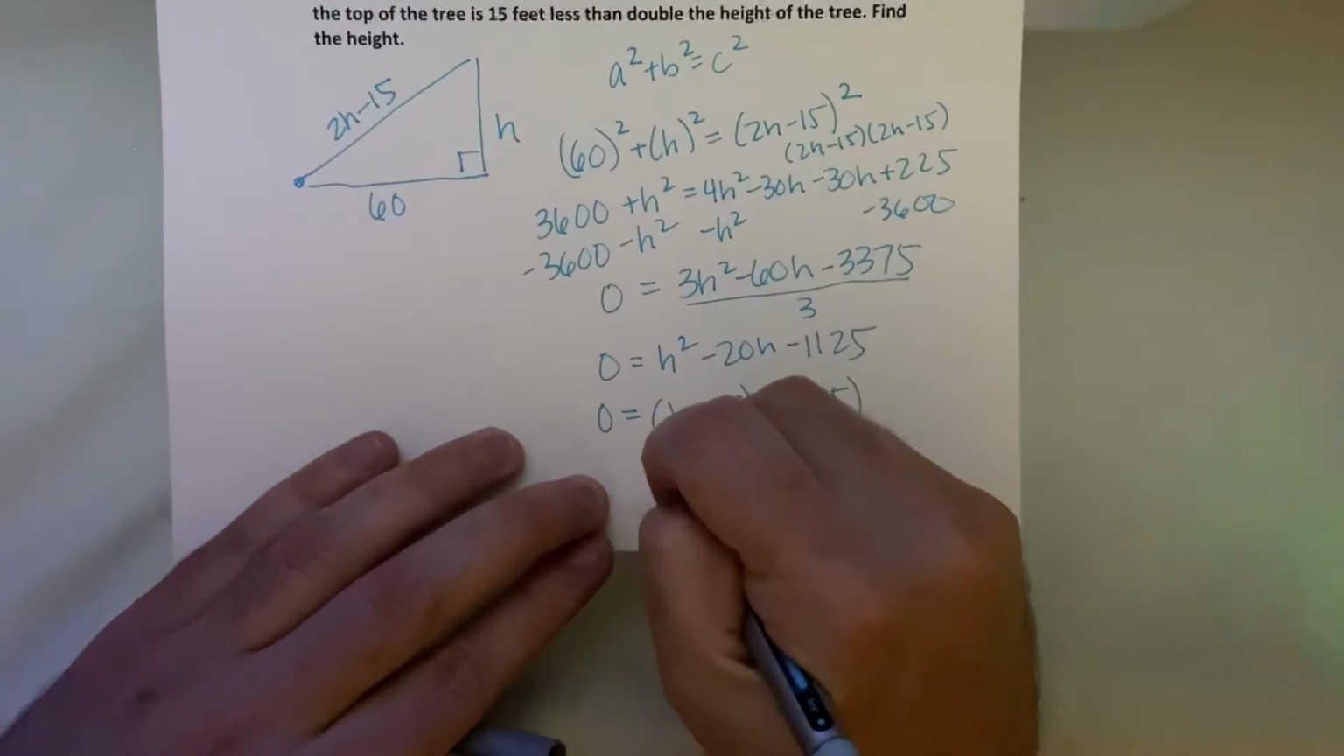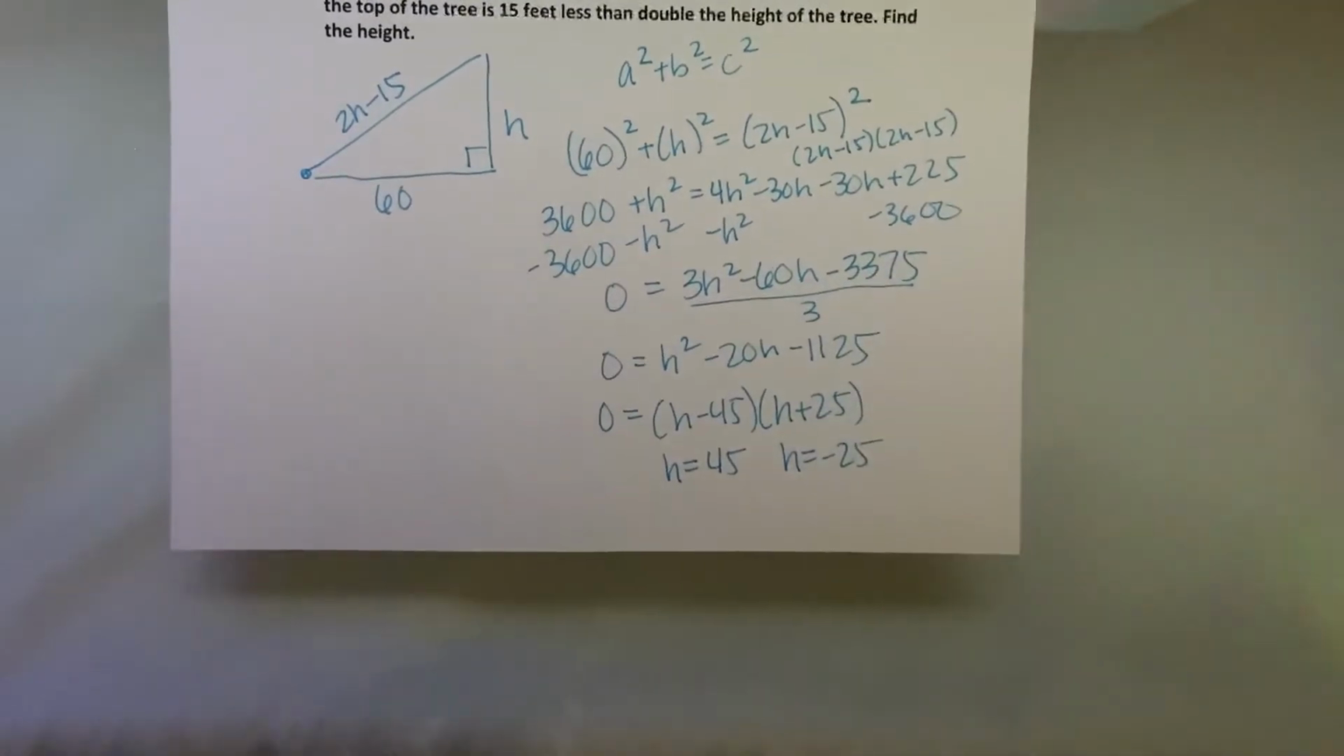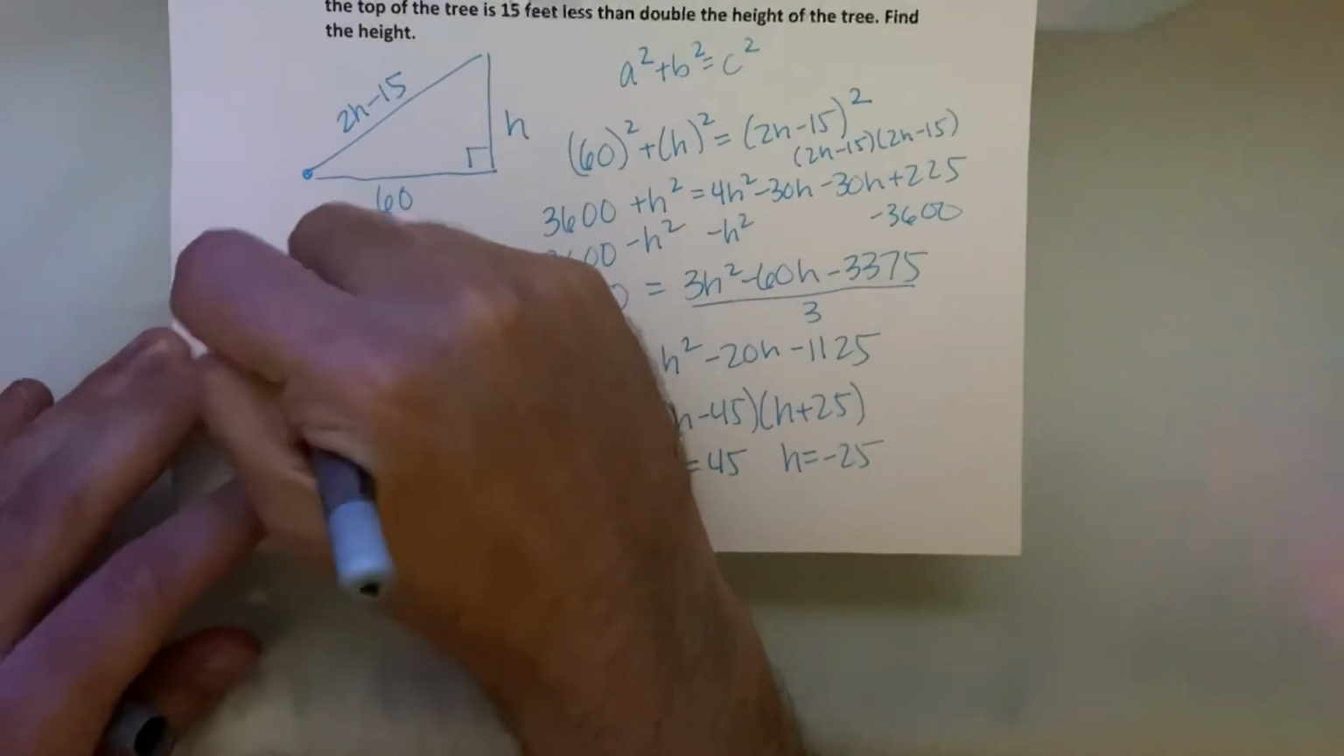That means either my height is 45, or my height is negative 25. So either we've got really deep roots under the tree that you're looking at, which means the ground must be see-through, or the tree is 45 feet tall.